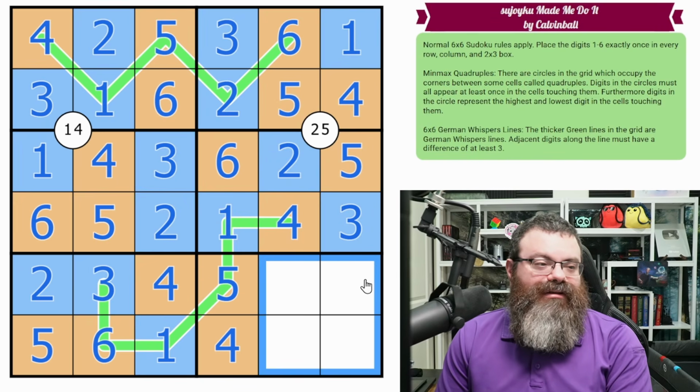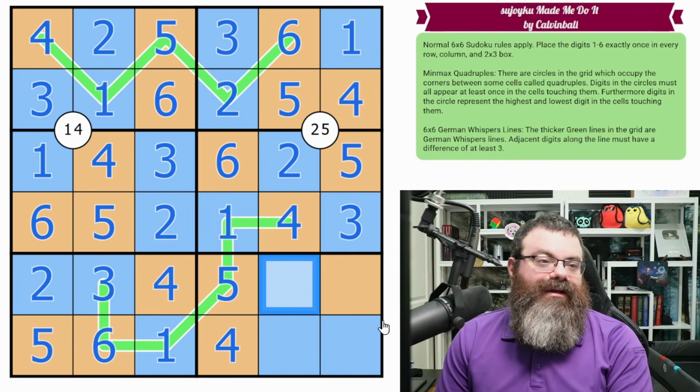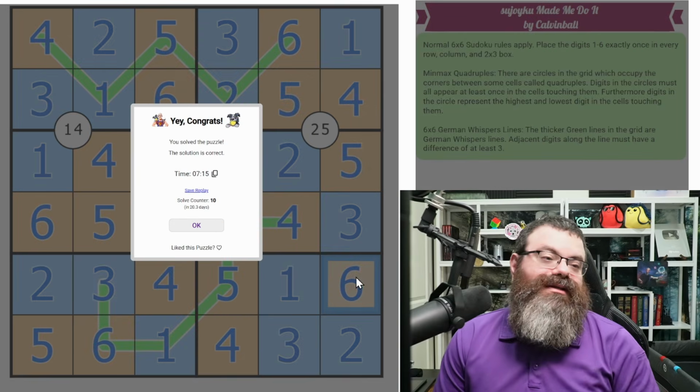I wonder if I can finish the coloring first. Well, this can't be 1, 2, or 3, so it actually has to be high. And that should finish our coloring. There we go. So this is 2, this is 3, this is 1, and this is 6. All right.